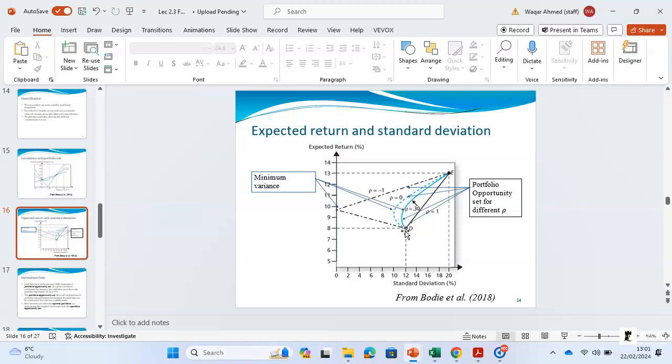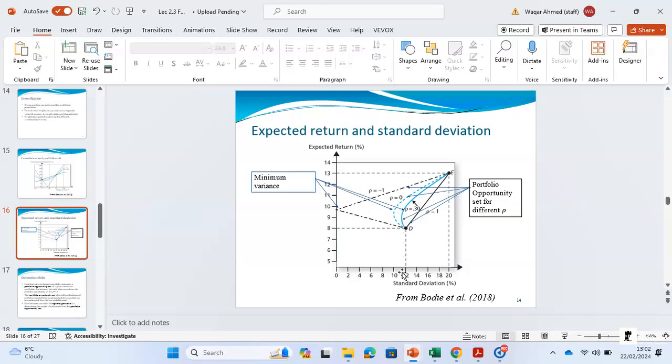So if you compare this point here with that of D, which portfolio will you select? Will you select this point D, or will you select this point here? You should all select the point here, because this gives you a higher return for a lower risk.